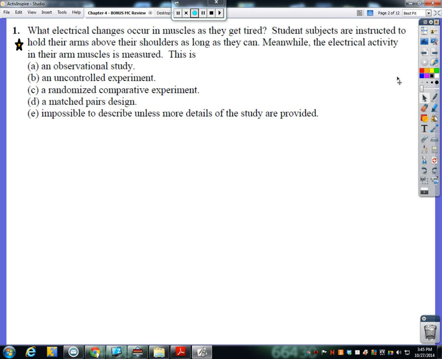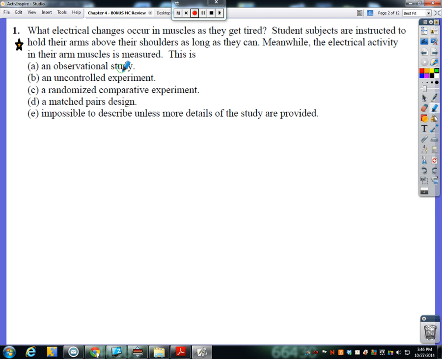So first off, we have: what electrical changes occur in muscles as they get tired? Student subjects are instructed to hold their arms above their shoulders as long as they can. Meanwhile, the electrical activity in their arm muscles is measured. Let's go through these one at a time.